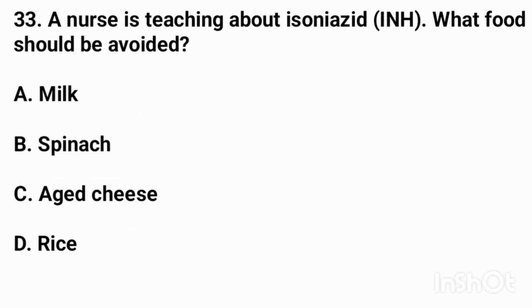Question number 33. A nurse is teaching about isoniazid, INH. What food should be avoided? The right answer is option C. Cheese.